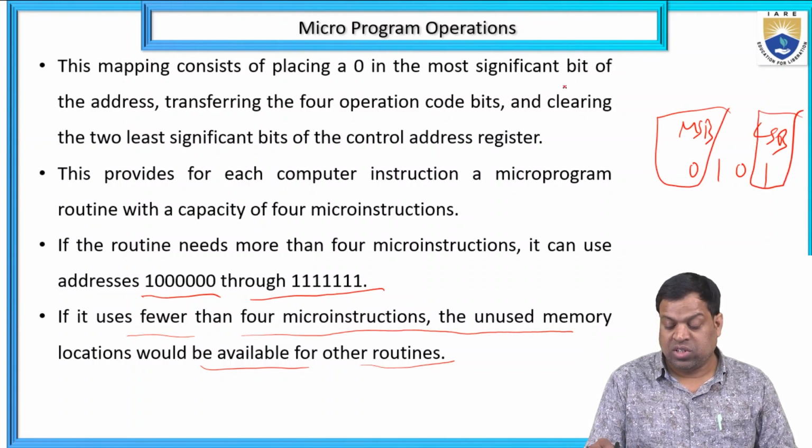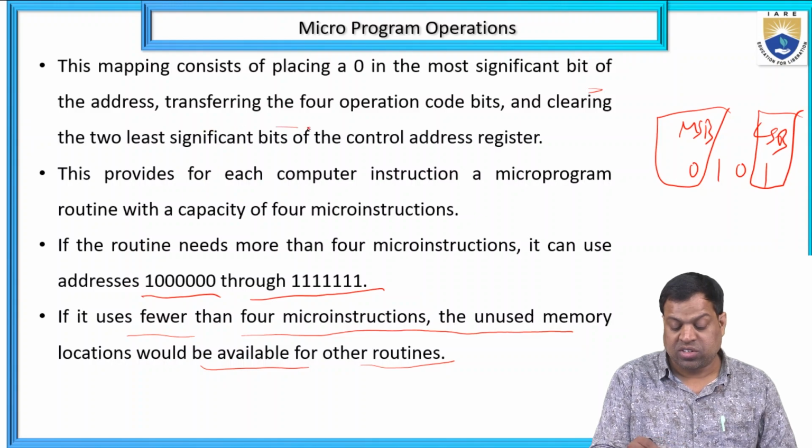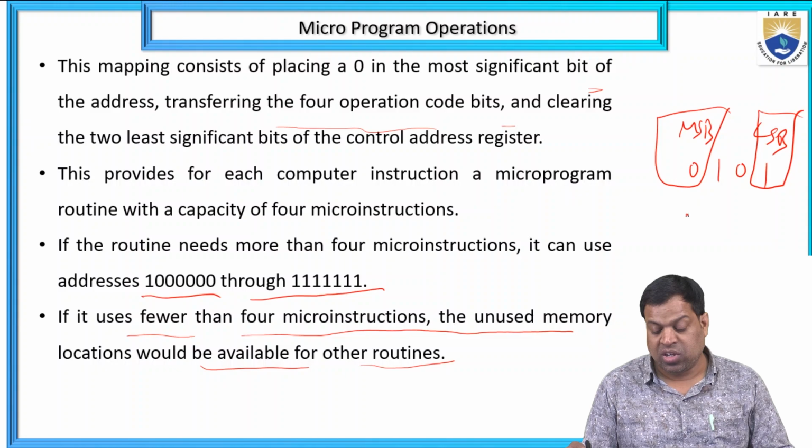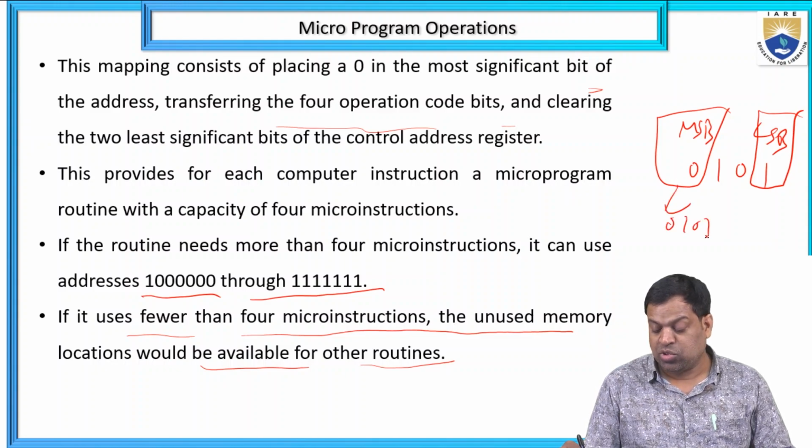What will be the LSB? 1. So in the most significant bit of the address, we are transferring the 4 operation code bits and clearing the 2 least significant bits of the control register. So what are the most significant bits? We are mapping with 1.